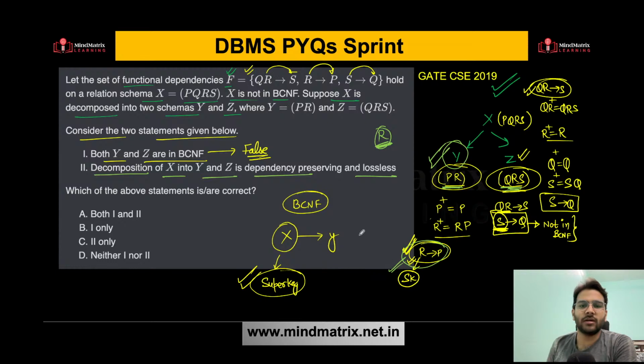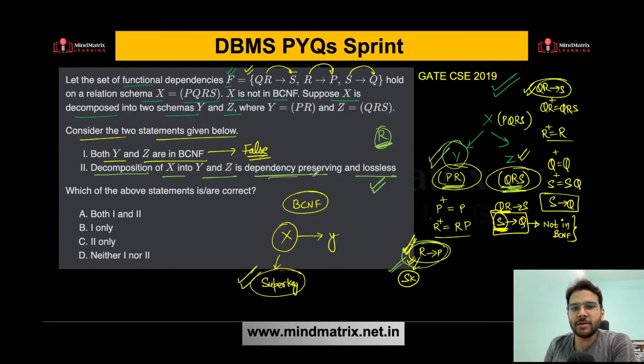And this is a key here. So I can say, yes, it is lossless. As R is the common attribute in these two relations and it is a key in one of the relations, we can say this decomposition is lossless decomposition.